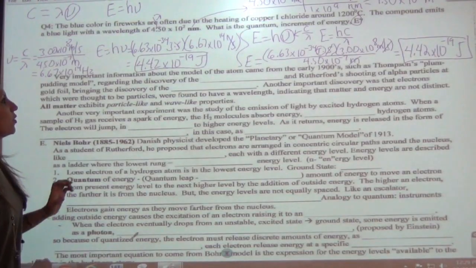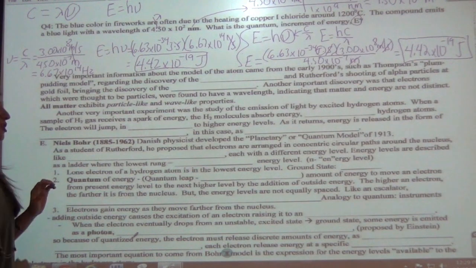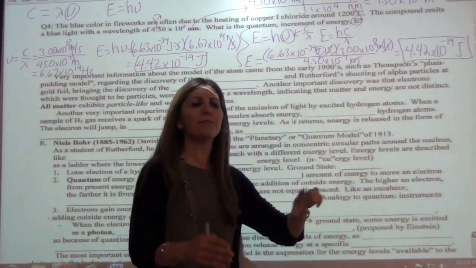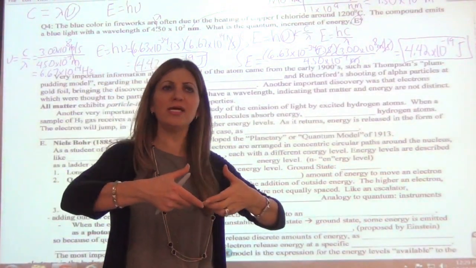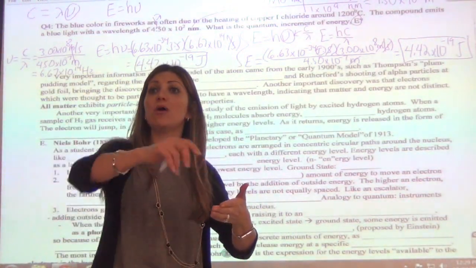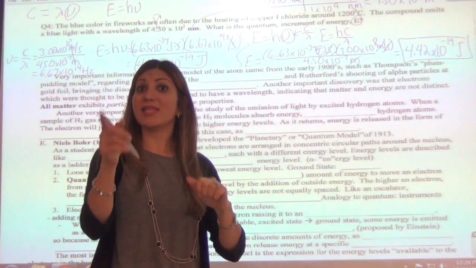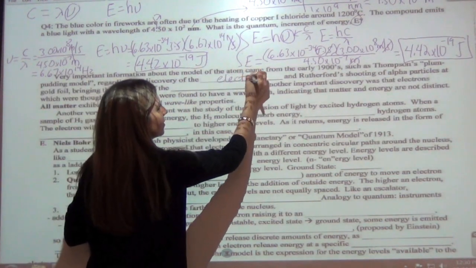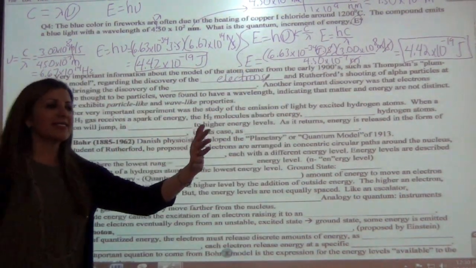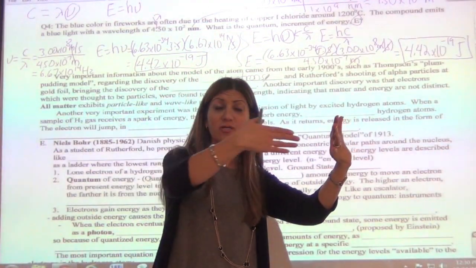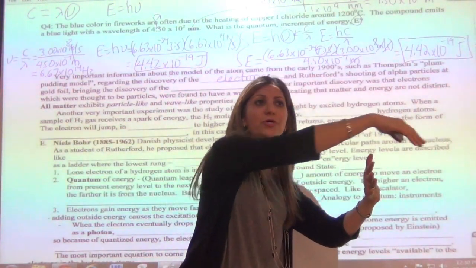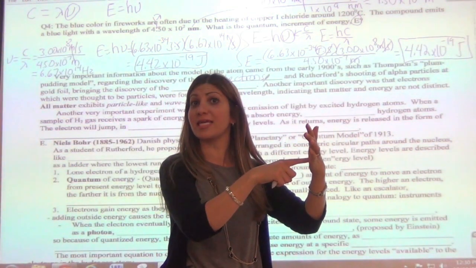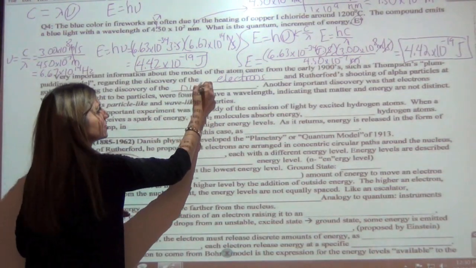Okay. So we're in the notes, and it says very important information about the model of the atom came from the early 1900s. Remember J.J. Thomson's plum pudding model, which is kind of like a chocolate chip cookie? We said it was positive charge. What were the chocolate chips? Electrons. So he's given credit for discovering the electrons. And then Rutherford shot the alpha particles at the gold foil, and most were supposed to go through, but every once in a while they bounced back, because he's given credit for finding the nucleus, that there was a dense nucleus.